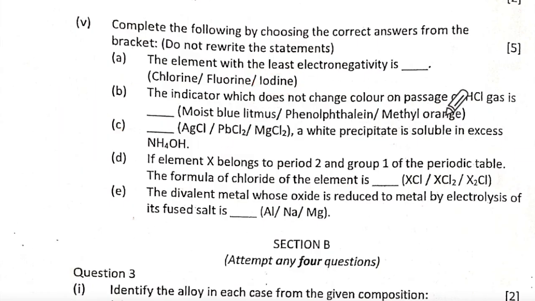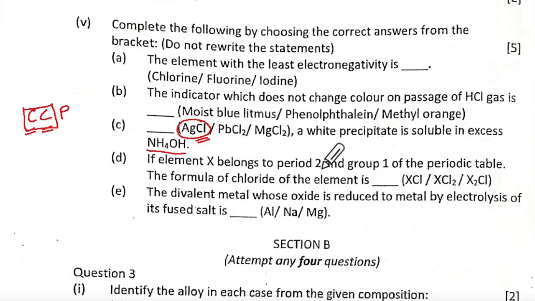Indicator that does not change the color on passage of HCl gas. So you have to remember CCP. This is neutral, this is acid. No change in color is phenolphthalein, para-WAPI, CCP, PCP. White precipitate soluble in excess of NH4OH is this. It will form diamine silver chloride. This is the test for chloride radical in the hydrogen chloride chapter.